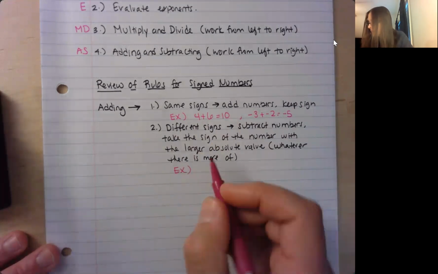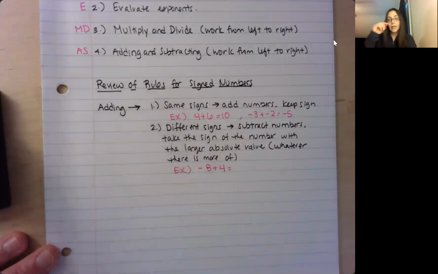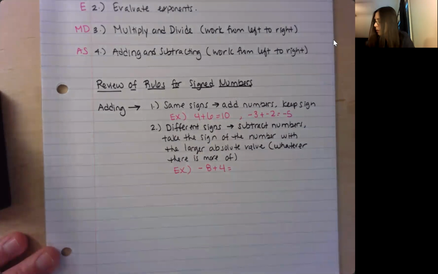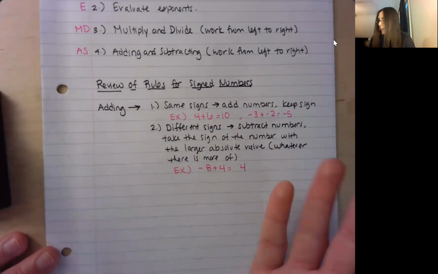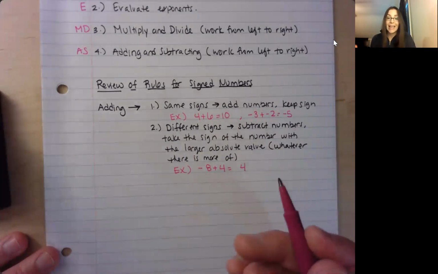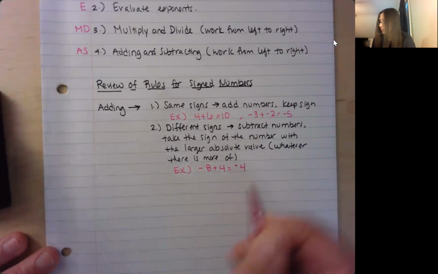So let's say you have -8 plus 4. So here I have different signs, one negative, one positive. I'm going to subtract. 8 minus 4 is just 4. And the absolute value of -8 is bigger than the absolute value of 4. So what happens is there are more negatives, right? I have 8 negatives and only 4 positives. So this is going to stay negative.